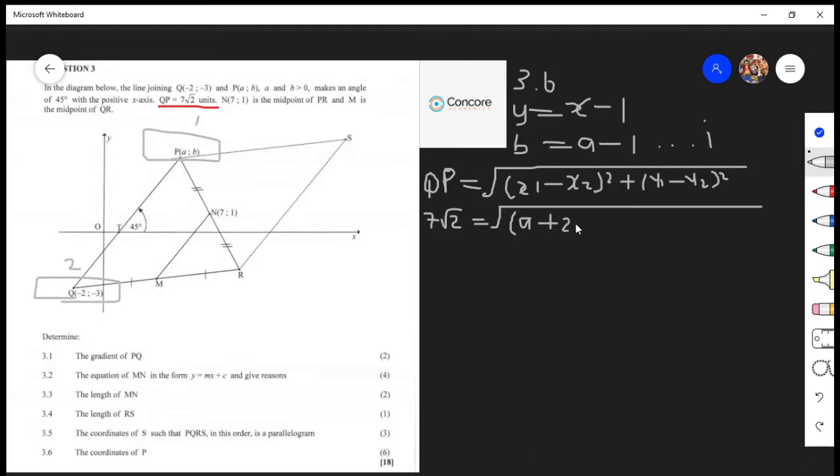Does everyone understand how I'm moving from a minus negative 2 to a plus 2? Yes, sir. What do you mean, wait? Are you confused?